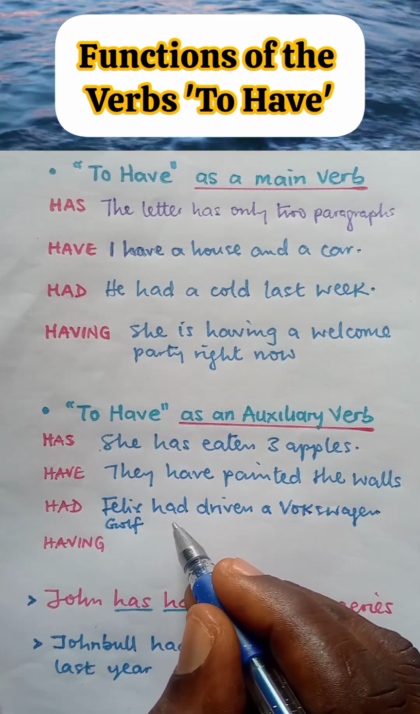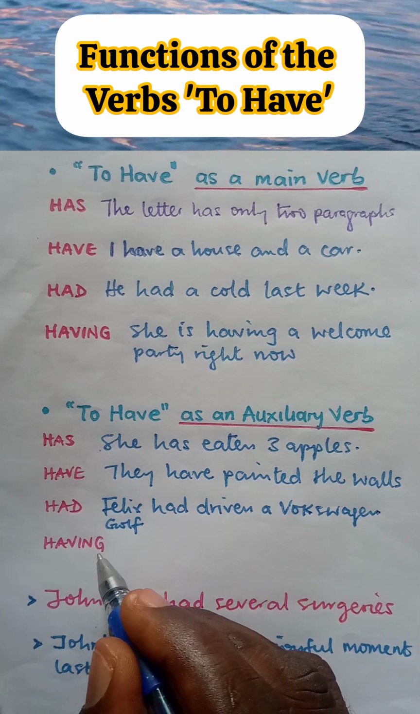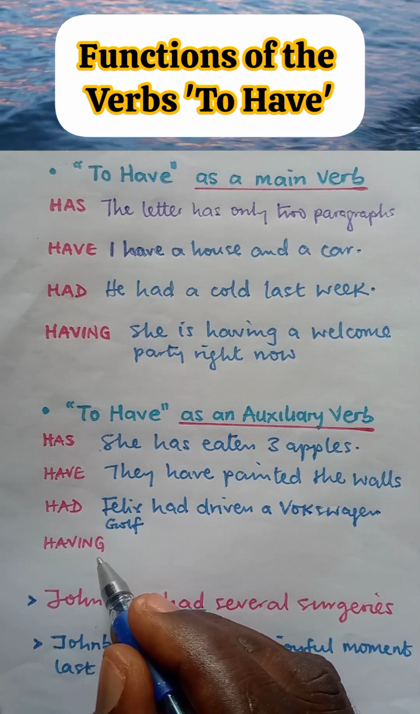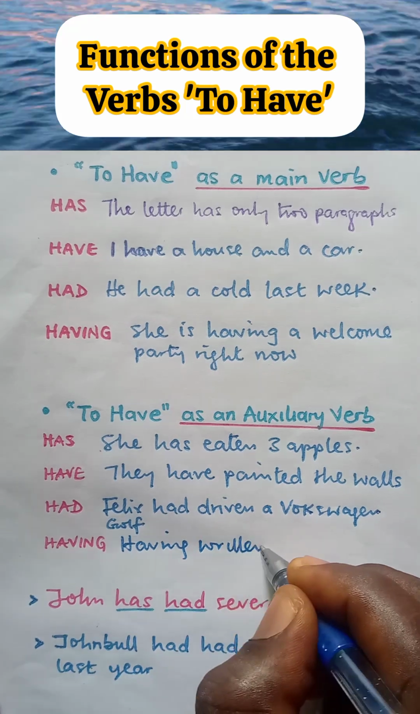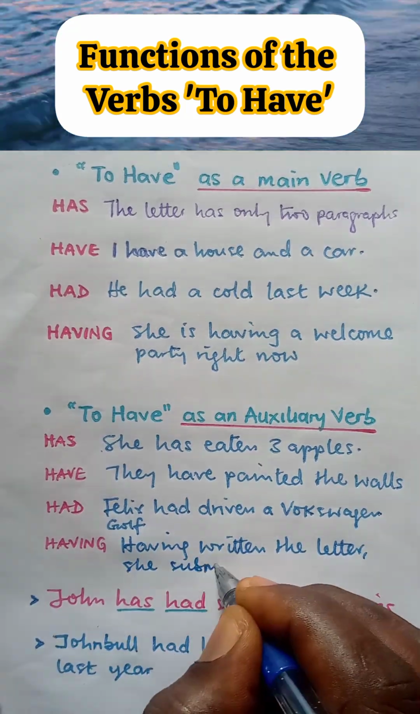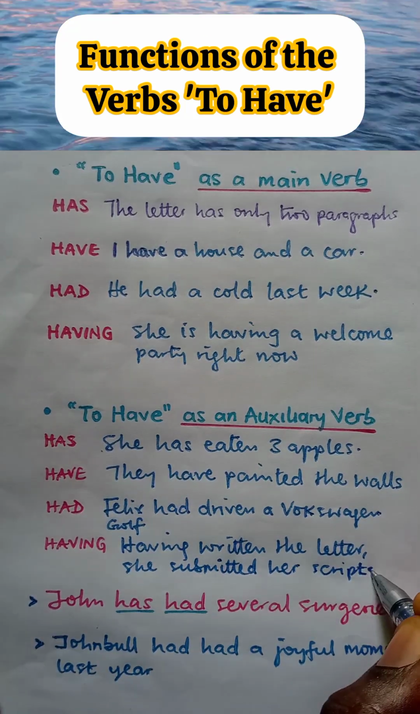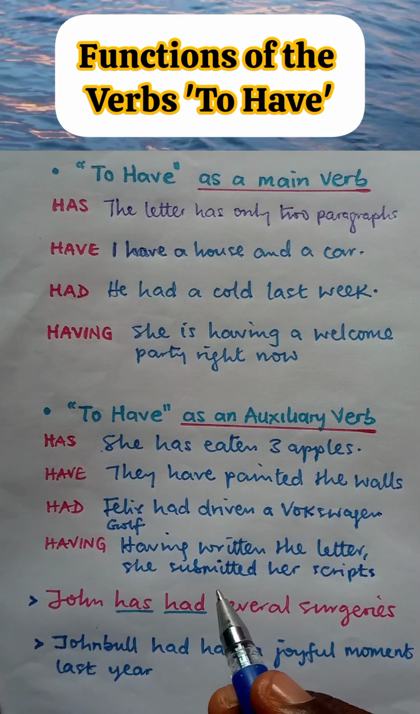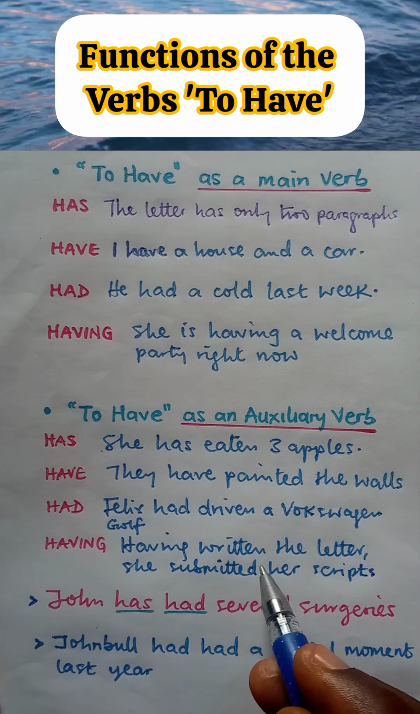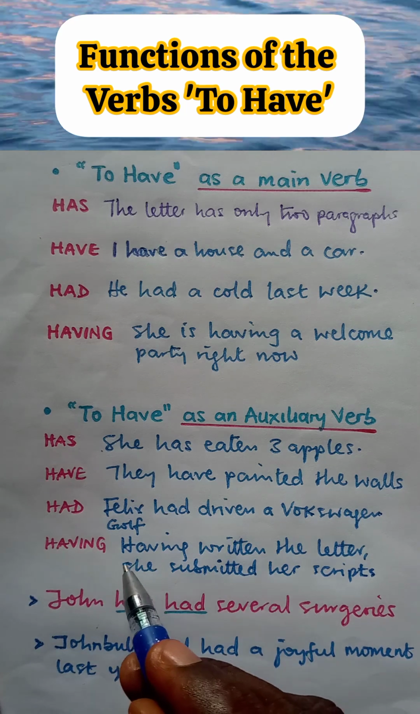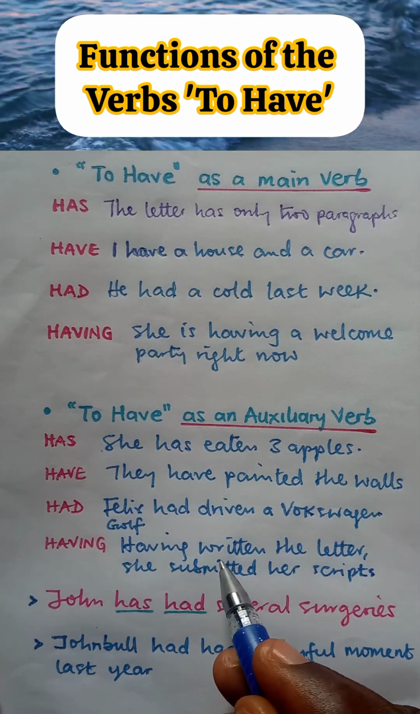So let's go to the last one, which is having as an auxiliary verb. Having written the letter, she submitted her script. Here the main verb is written. Having is functioning here as an auxiliary verb.